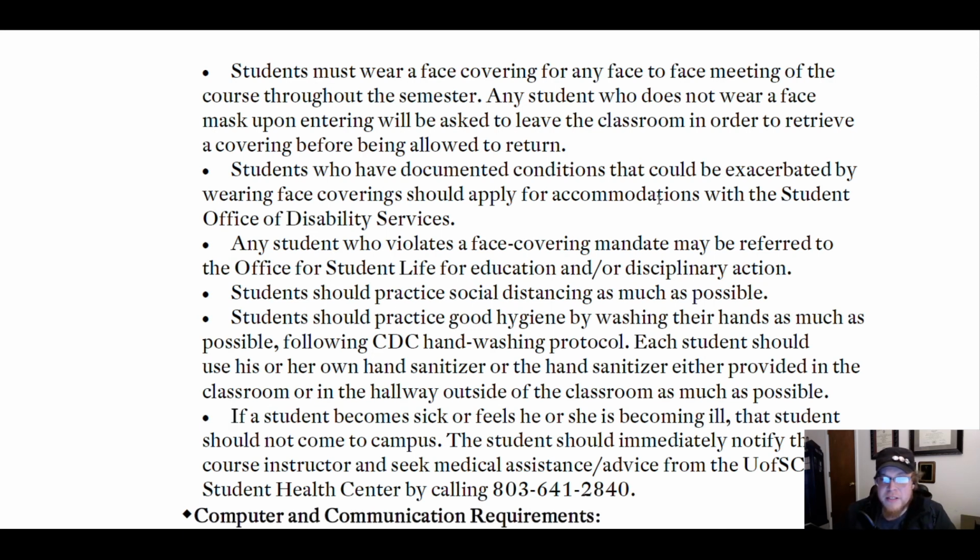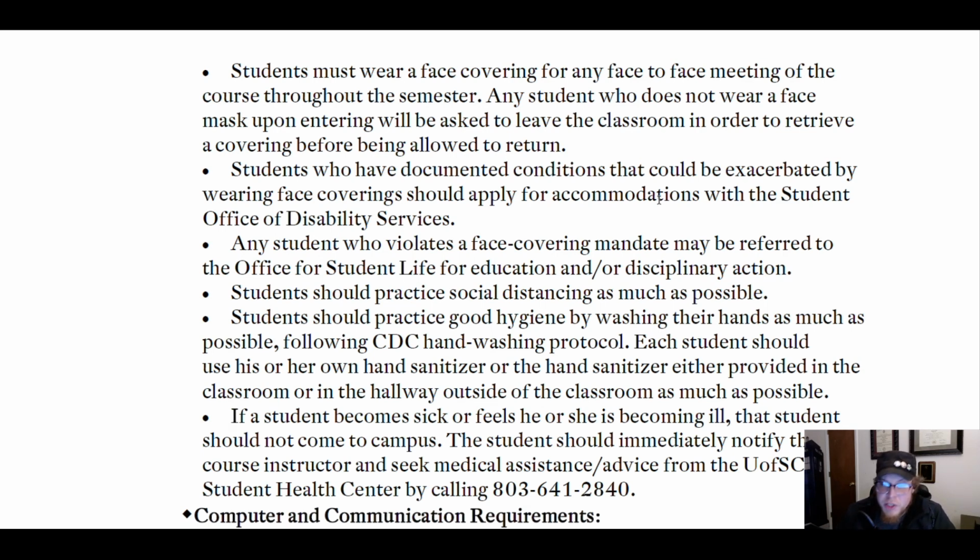Any student who violates a face covering mandate may be referred to the Office for Student Life for education and/or disciplinary action. That's a potential penalty you could face for violating what I've said so far. Students should practice social distancing as much as possible. Even if you have masks on, stay 6 feet apart. Take your mask off, 20 feet apart. You're outside. It's not going to happen in the classroom. But in the classroom, even with masks on, stay 6 feet apart.